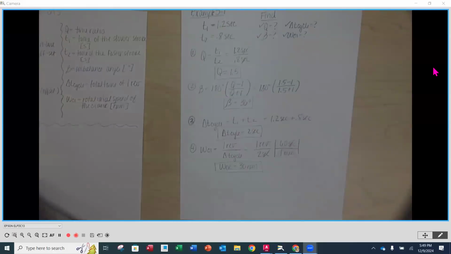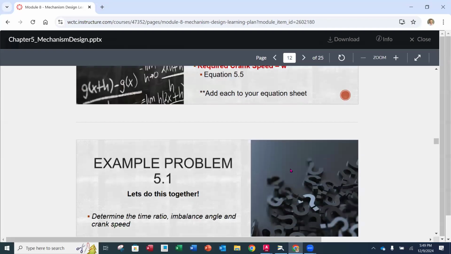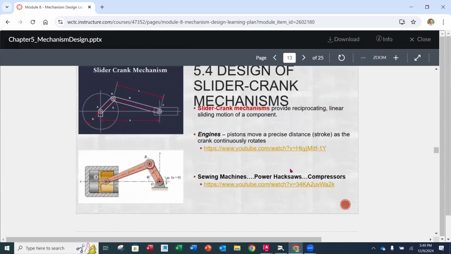Let's go back to our PowerPoint presentation. So we did example 5.1. Now we're going to look at designing the slider crank mechanism. There are 2 different types of slider crank mechanism: an inline and an offset. The first one we're going to look at here is an inline. Inline means, as we stated earlier, that the crank center of rotation is in line with the path of our slider. We see that in both of these cases here.